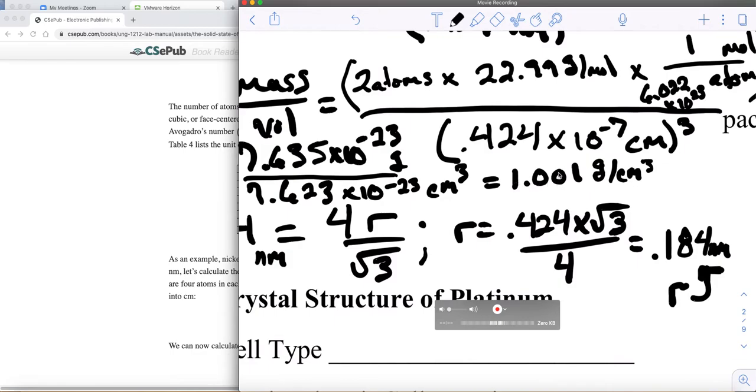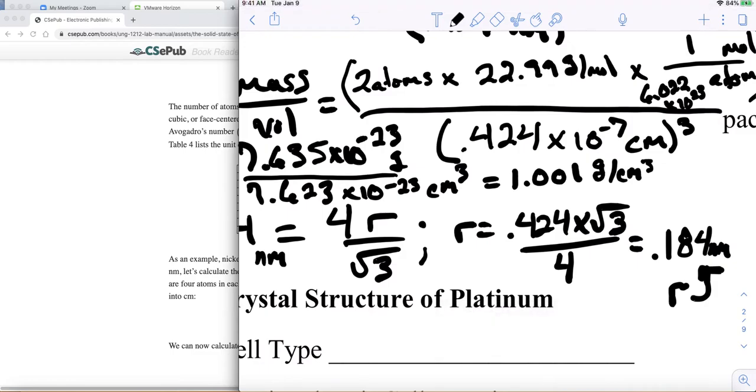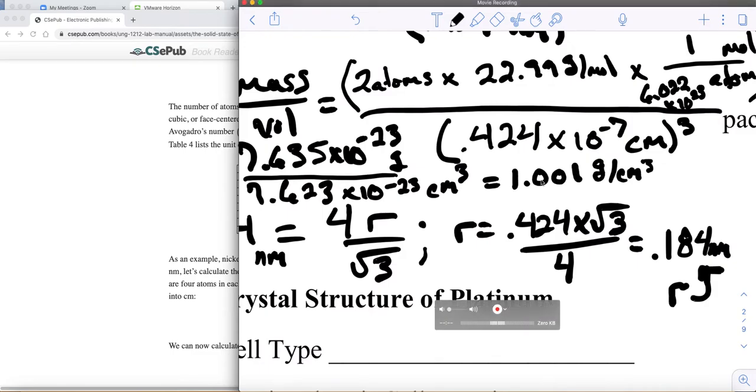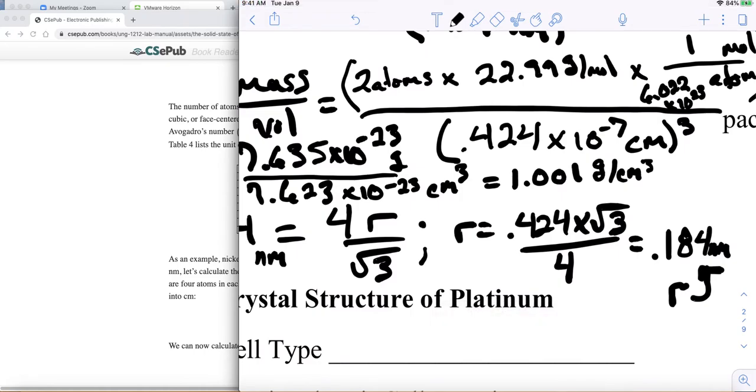If you put in 1.00 grams per cubic centimeter and CSC Pub tells you it's wrong, do reach out to us and let us know. It's really easy for these to be off by a decimal, and sometimes CSC Pub, like I said, for this lab in particular, I do know it's had issues in the past with being picky about some of those sig figs.